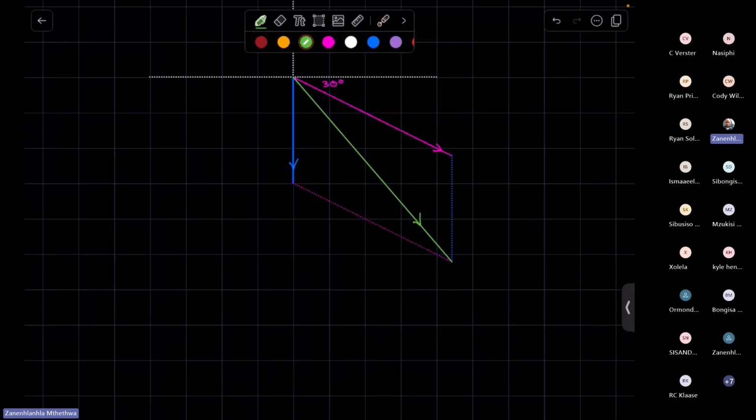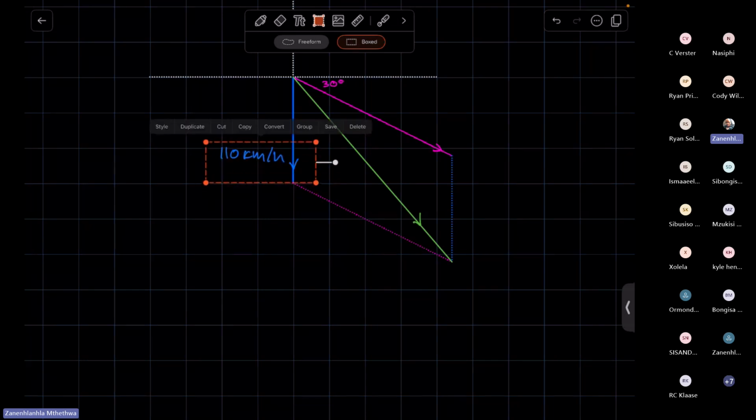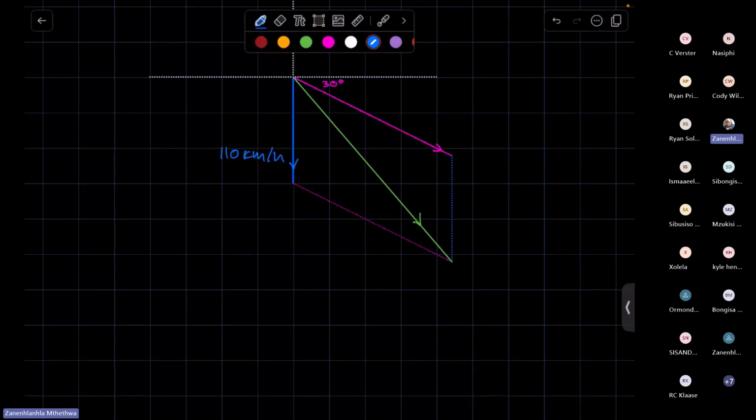Still good. So once you've completed your parallelogram, we know this vector here is 110, this is 110 kilometers per hour, and then this one is 160 kilometers per hour. All right, so that's one.